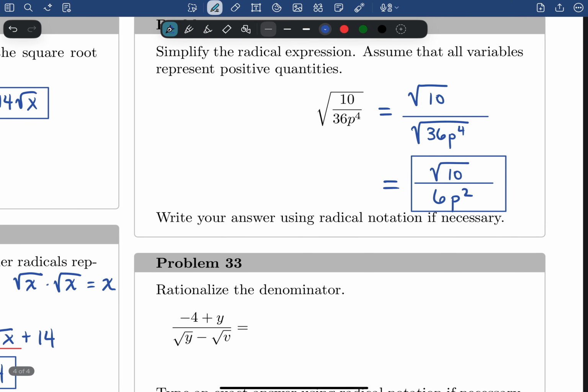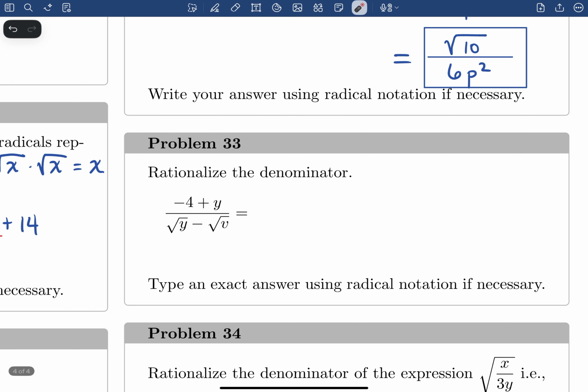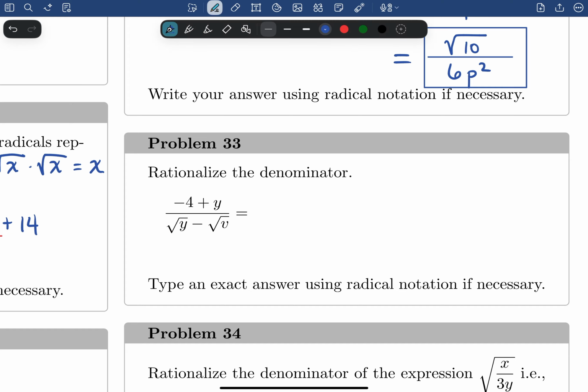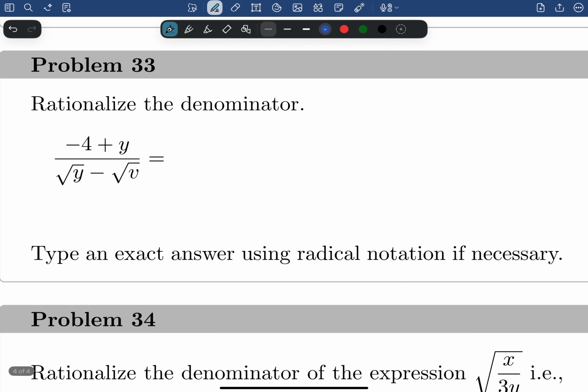Great. Let's work on rationalizing the denominator. We never want our final solutions to have radicals in the denominator of a fraction. So looking at this denominator, oh no, we have a radical and another radical. And one detail about this is that there are two terms in the denominator, right? Terms are separated by addition and subtraction. So here I see two terms. The square root of y is the first term. The square root of v is the second term.